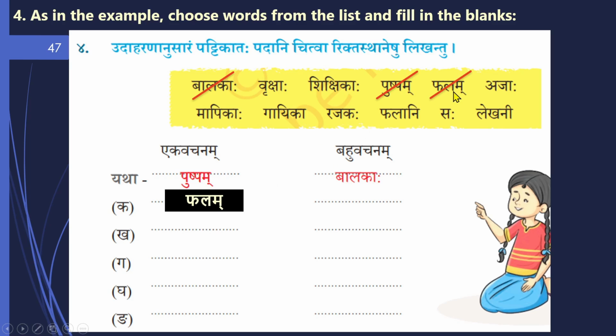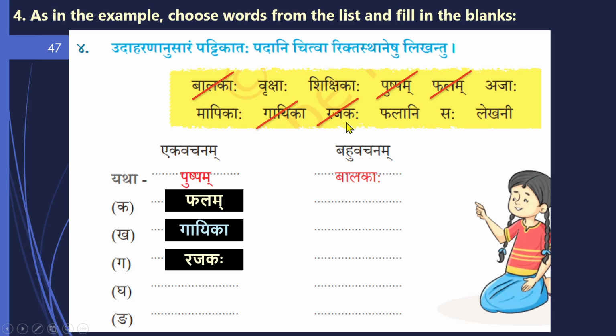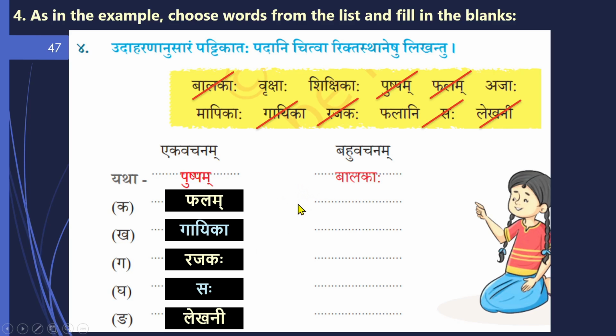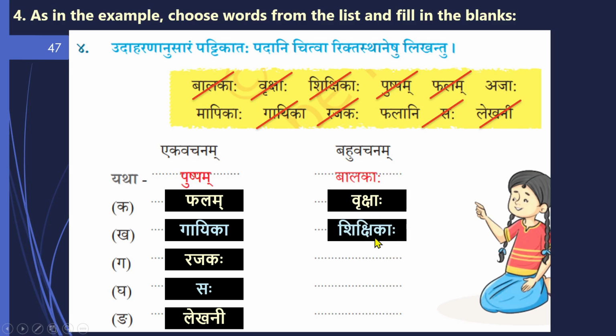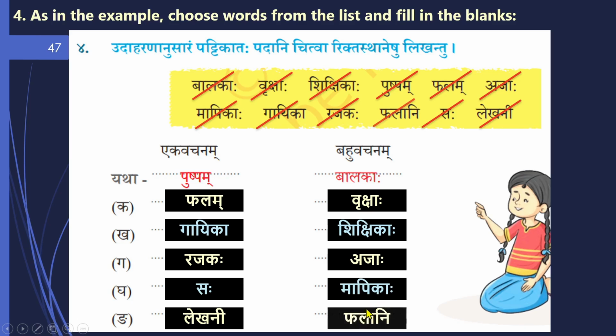Phalam is ekavachanam, singular. Then Gaika is ekavachanam, singular. Then Rajakaha is Ekavachanam singular. Then Saha is Ekavachanam. And Lekhani is Ekavachanam. Phalam is a fruit, Gaika is a singer, Rajaka is a washerman, Saha is he, Lekhani is a pen. The remaining are all Bahuvachanam. Vrikshaha, trees. Shikshikaha, lady teachers. Ajaha, she goats, many female goats. Then Phalani. So we have struck off all the words.